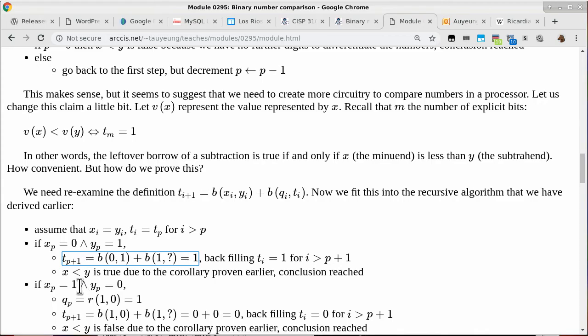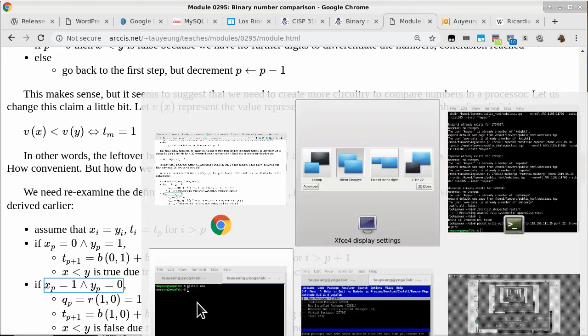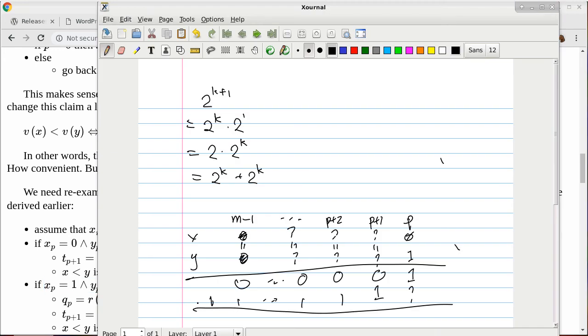What if xp is a 1 and yp is a 0? Can we conclusively say that x is less than y is false? That's the next question, so let's check it out. So we look back to this example here, and I'm going to change the example just a little bit to meet this requirement. So this is a 1, this is a 0, and we kind of have to erase all of these bits here.